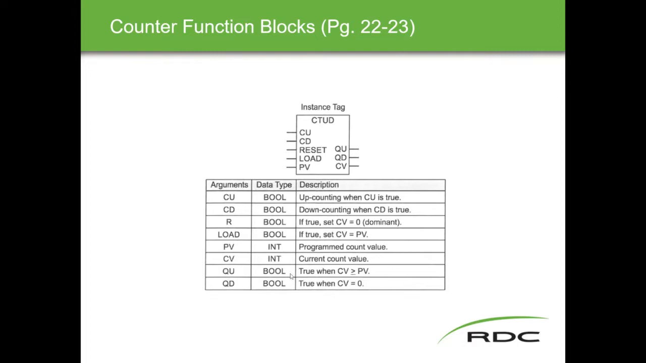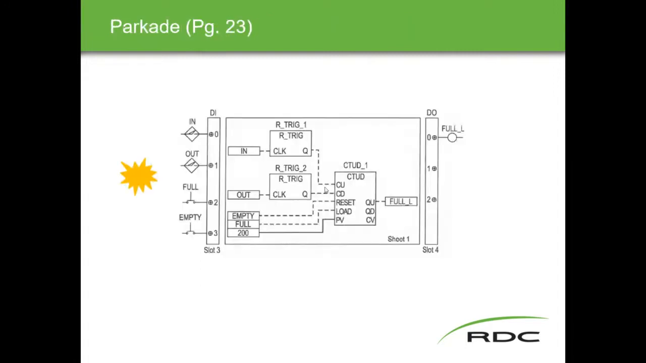So we program the up value to count up to 200. Count down, we want to stop counting. Usually you want to stop counting at zero. Not very often you want to count less than zero.